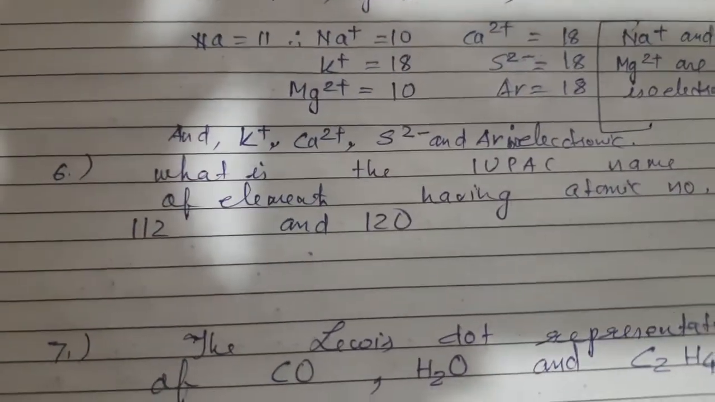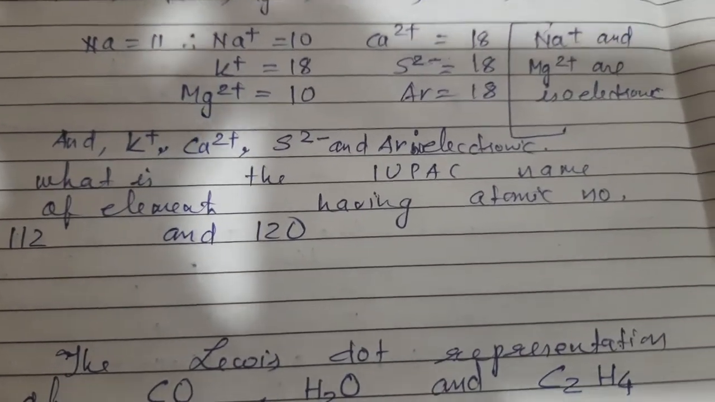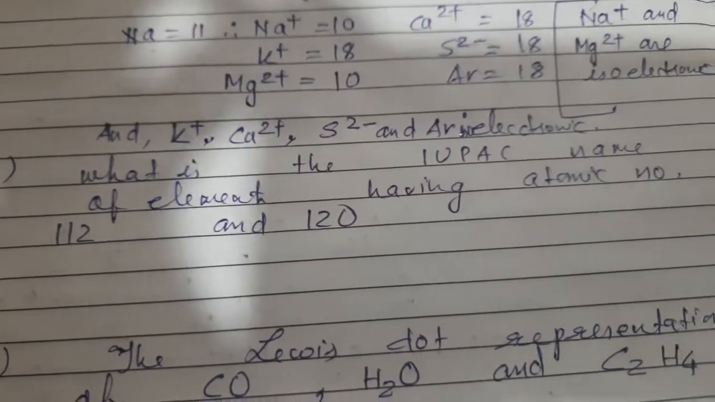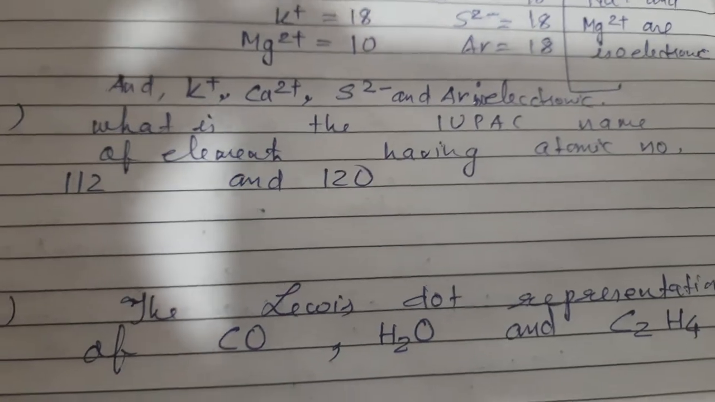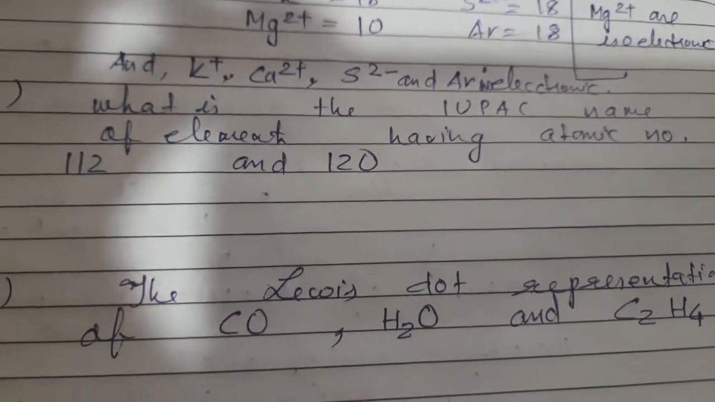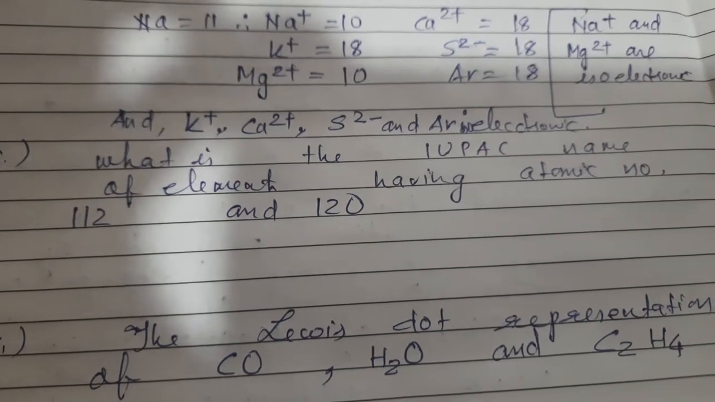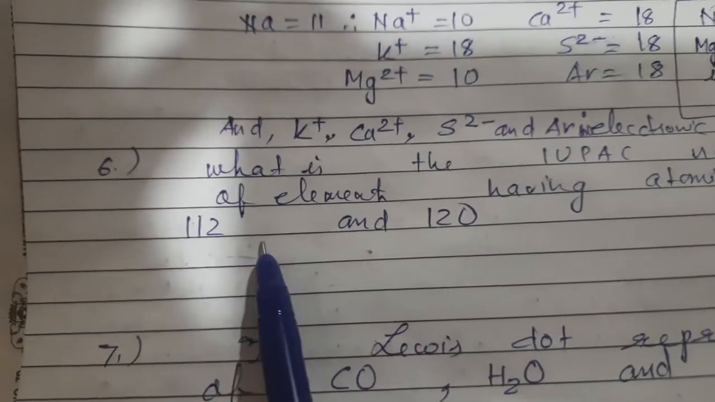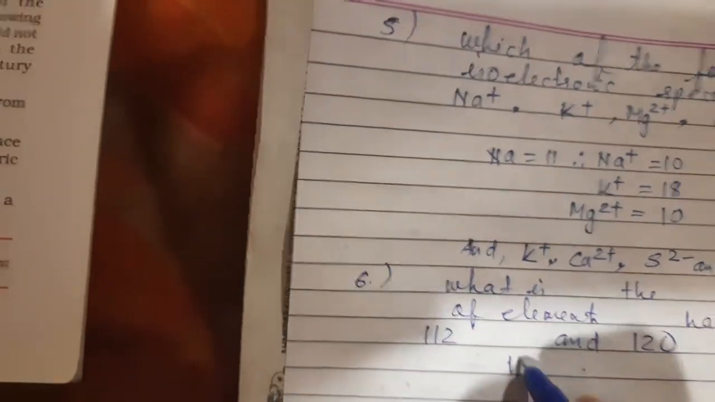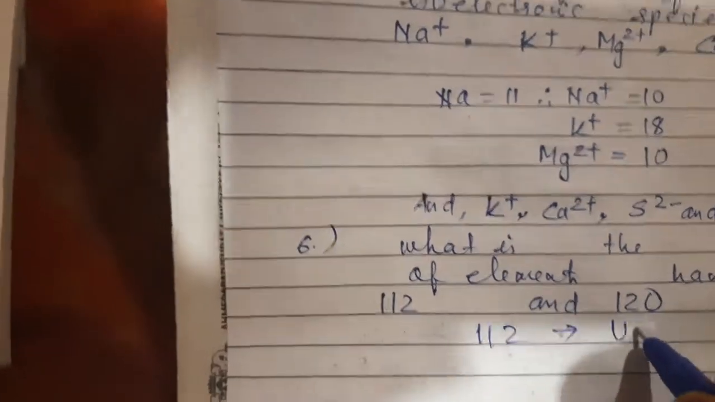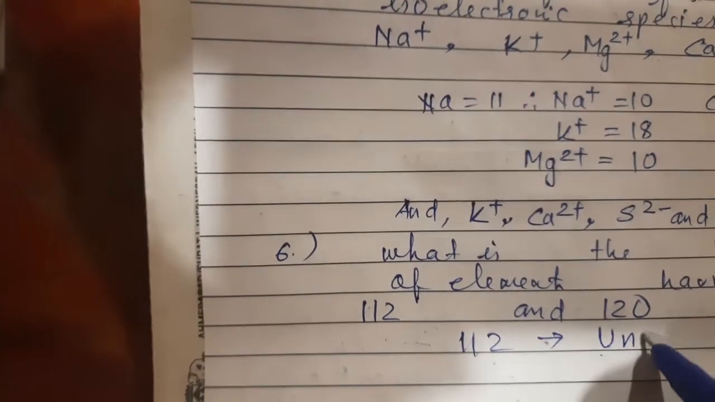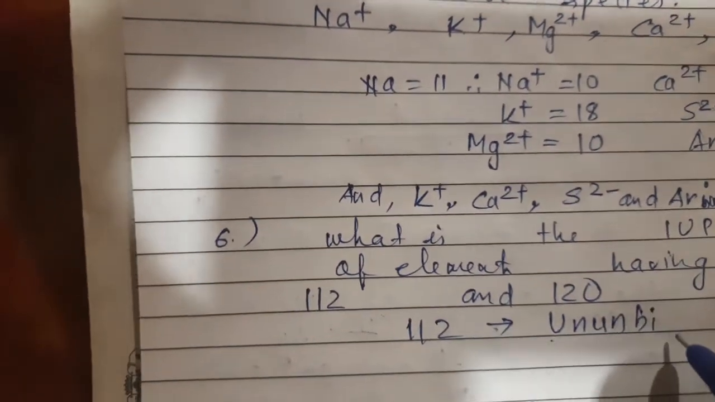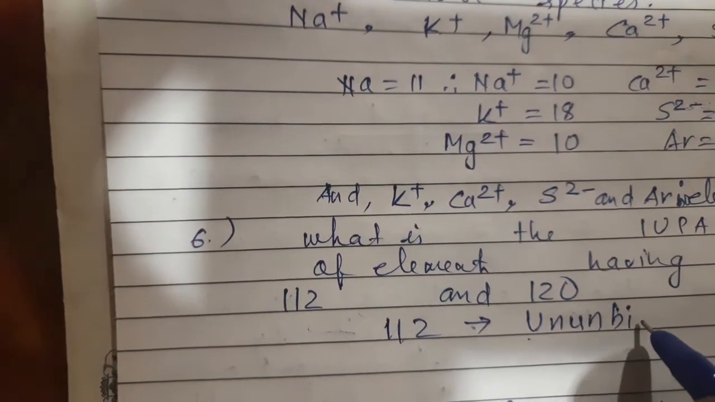Next question is, what is the IUPAC name of elements having atomic number 112 and 120? In your textbook, you must have seen that for the atomic numbers 100 and above, IUPAC has derived a special nomenclature, that is by providing the symbols for the number. So if I want to write 112, for 1 it is written UN. Again one more 1 is there, so UN. And for 2 it is bi. And IUM will be the suffix everywhere, so bium.